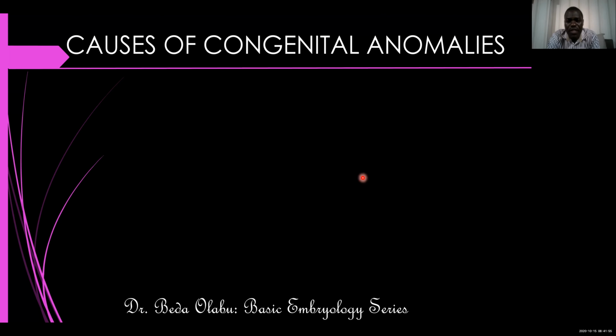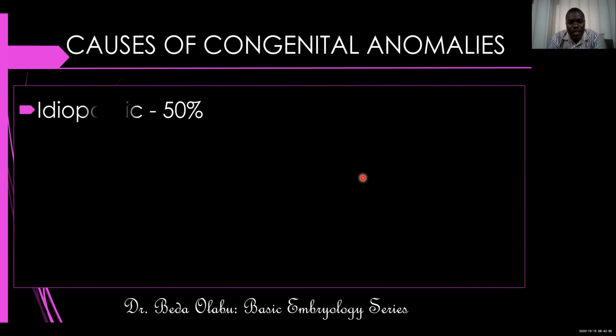Great. I've taken you through common morphological defects. What are the causes of congenital anomalies? It might interest you that in as much as there are many congenital abnormalities, close to half of these malformations, we actually don't know their cause. Or rather, let me say, a cause has not been identified.